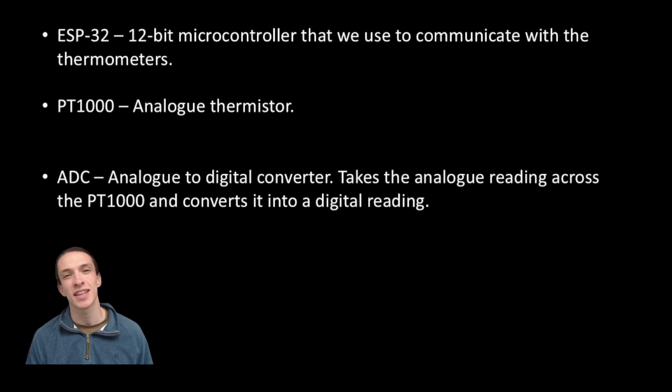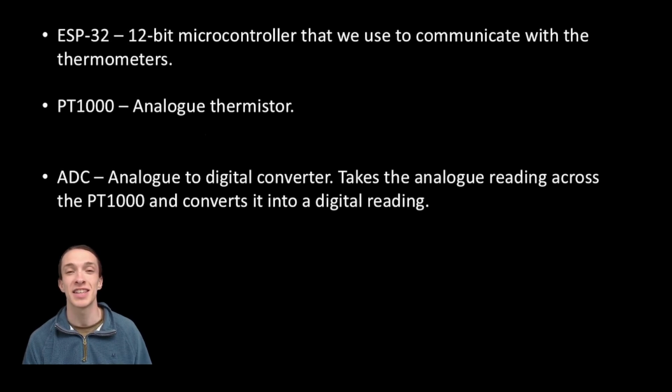The ADC is an analog-to-digital converter. The PT1000 is different from the other two thermometers because it is analog, it's not digital. The ESP32 cannot read analog values, it can only read digital ones. So the ADC, which is inbuilt into the ESP32, takes the analog reading of voltage across the PT1000 and converts it into a digital value which the ESP32 can read.